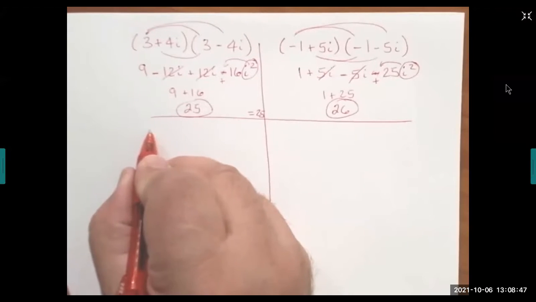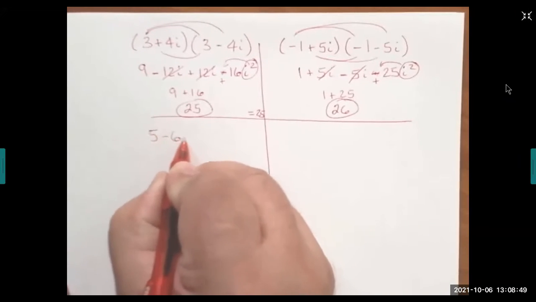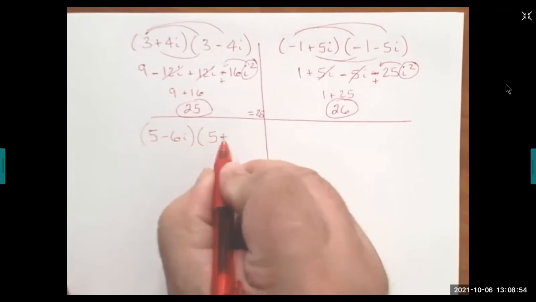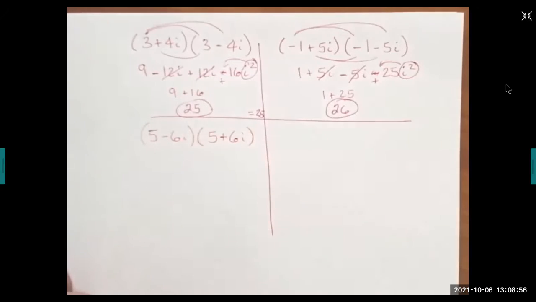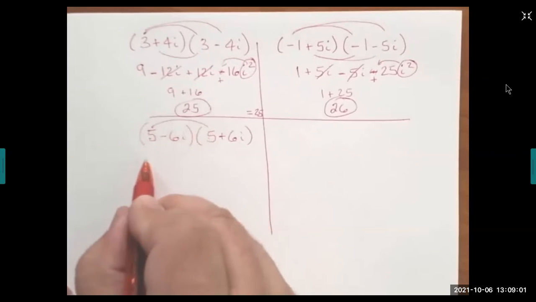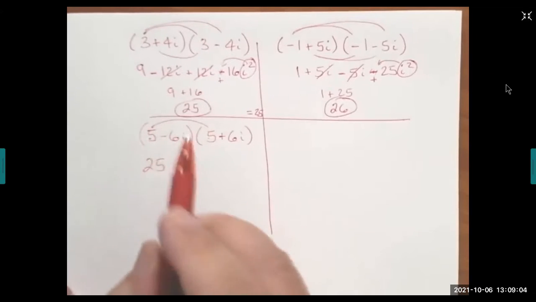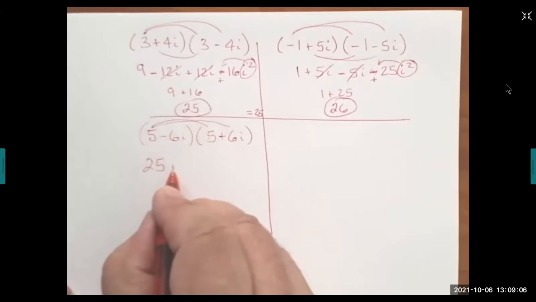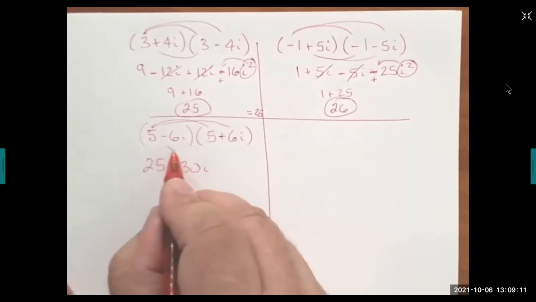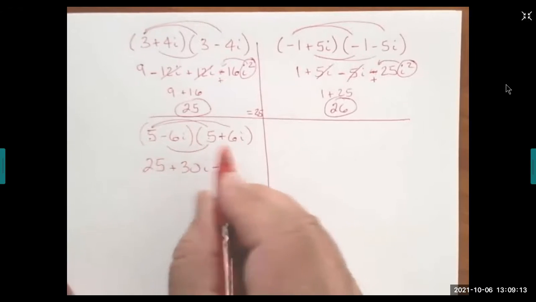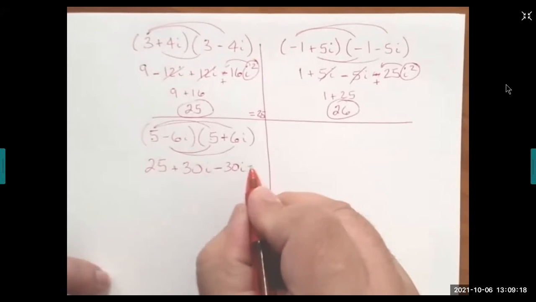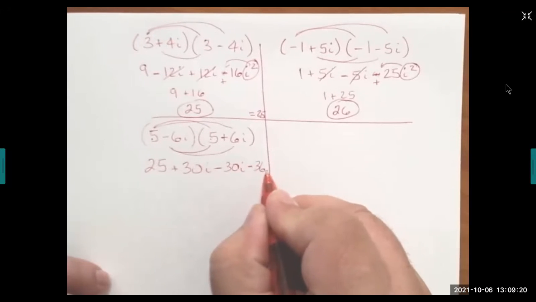Again, it doesn't matter how small or how large the numbers are. It's the same process. 5 minus 6i, 5 plus 6i. Positive times positive, 5 times 5 is 25. Positive times positive, positive, 5 times 6 is 30i. Negative times positive is negative. 6 times 5 is 30i. Negative times positive is negative. 6 times 6 is 36i squared.